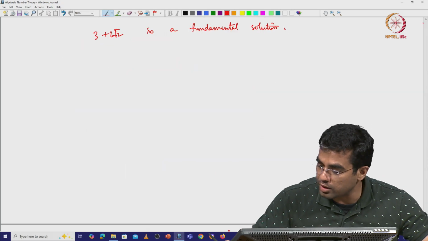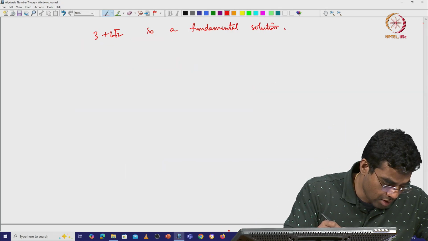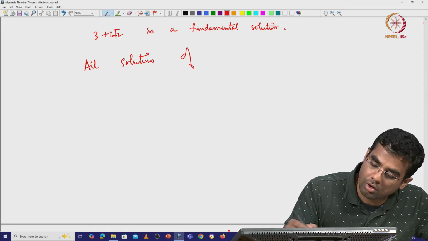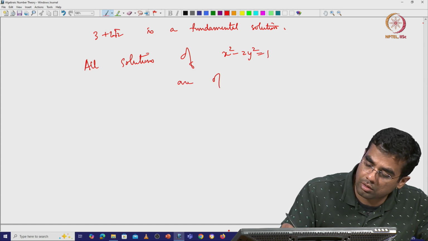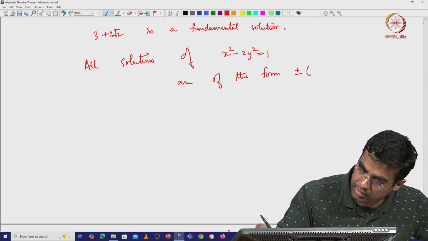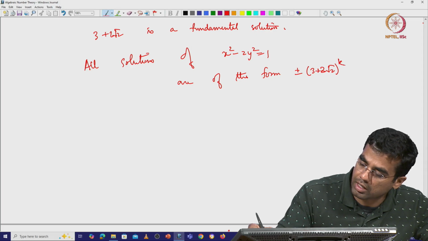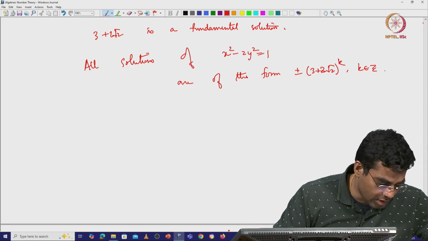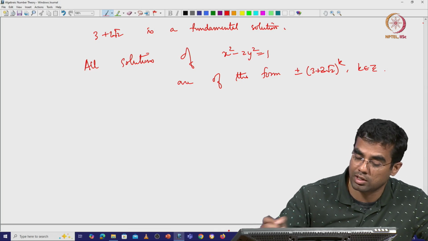Anyway, so going back to our example, this is a fundamental unit, which means that all solutions of x square minus 2y square equals 1 are of the form plus minus 3 plus 2 square root of 2 to the power k, where k is an integer. Okay. So, this also includes plus 1 and minus 1, by the way, because you can take k to be 0.